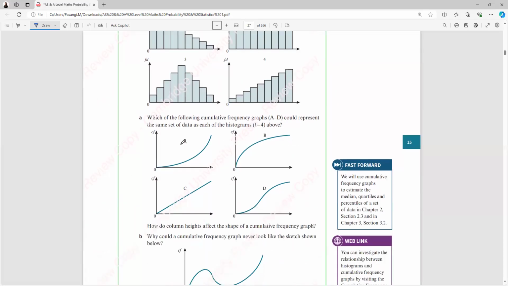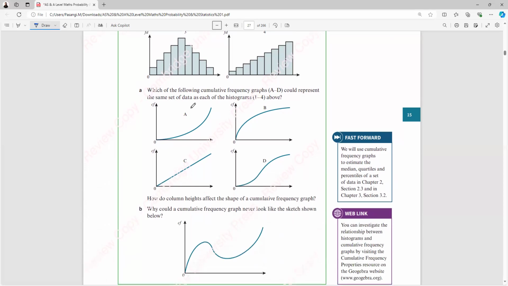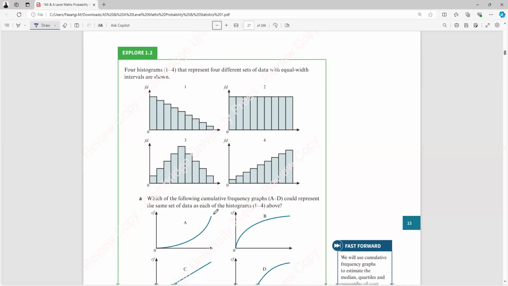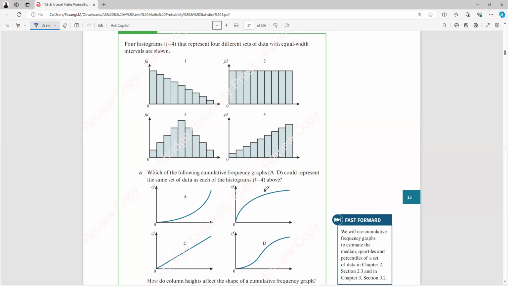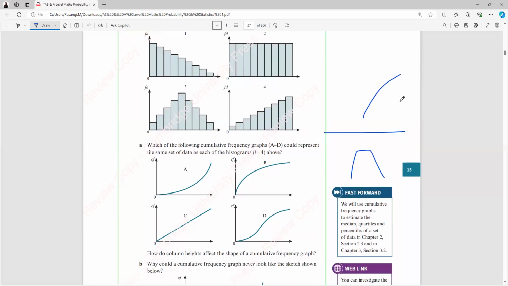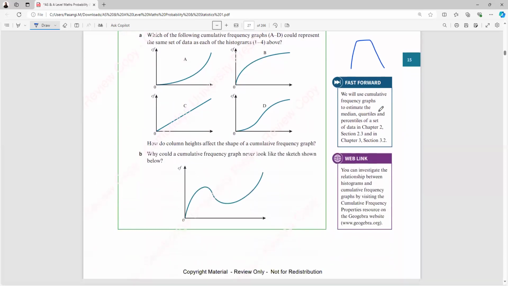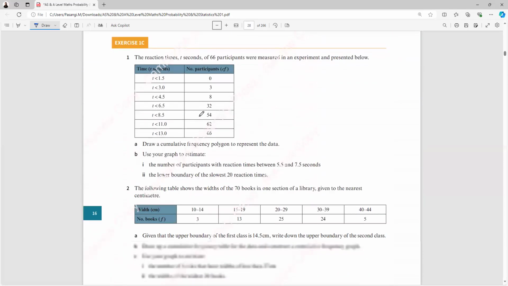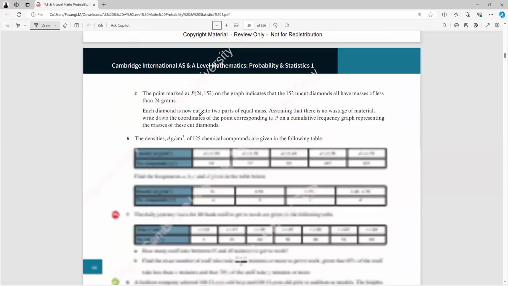So for these respective ones, we have the curves as well. Which of the following cumulative frequency graphs A to D could represent the same set of data as each of the histograms 1 to 4 shown above? එතකොට මේක ගත්තොත් මේක downwards යන එකක්. Then this one should be a line like this. This one is somewhat like this. එතකොට මේක ගත්තොත් it would be like this. ඒ වගේ we should have a proper method for these ones. So these are kind of additional ones. Then we have the exercise.